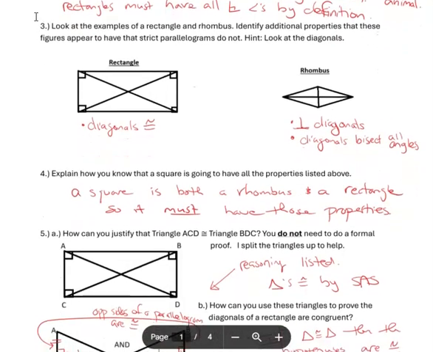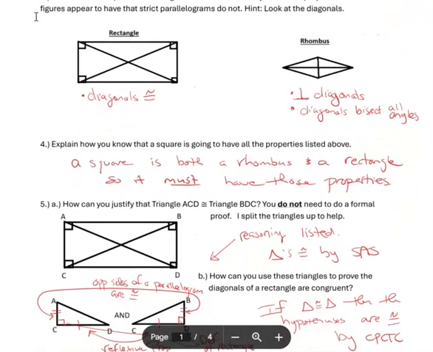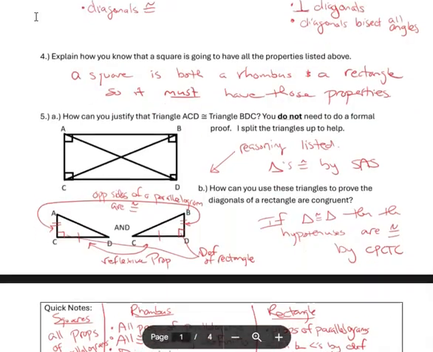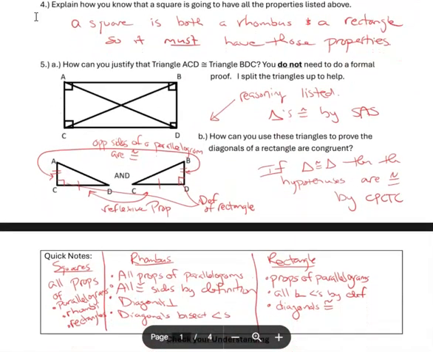Explain how you know that a square is going to have the properties listed above. Well, a square is both a rhombus and a rectangle, so it must have those properties as well. So now you know that a square is going to have all those properties a parallelogram had. It's going to have the diagonals being congruent because it is a rectangle, and it's going to have diagonals that are perpendicular because it's a rhombus, and diagonals bisect all angles because it is a rhombus as well.